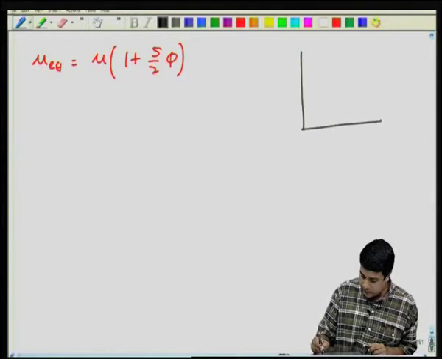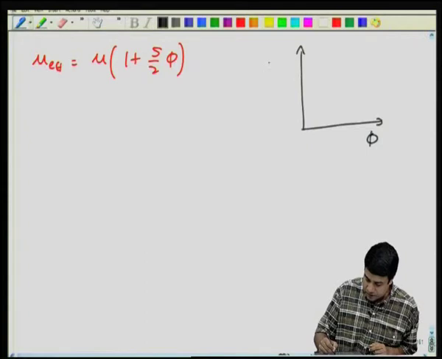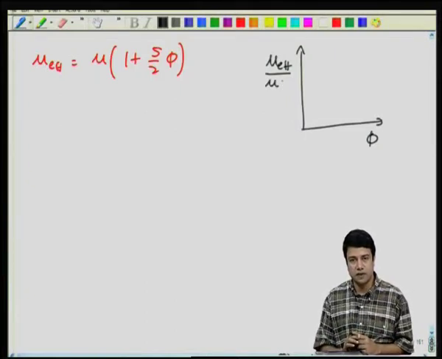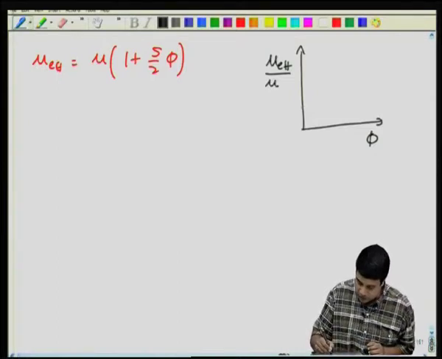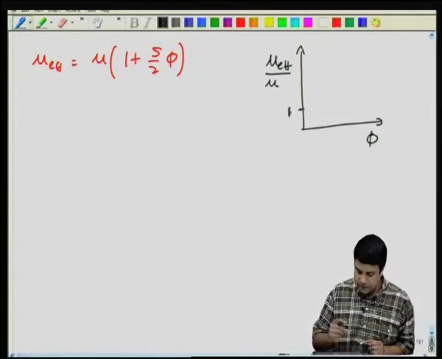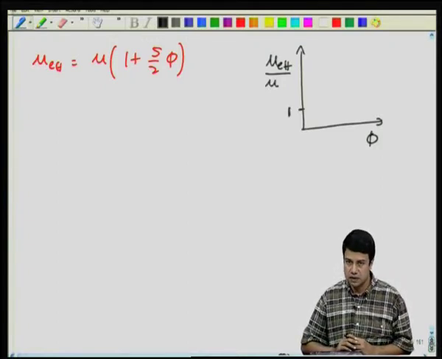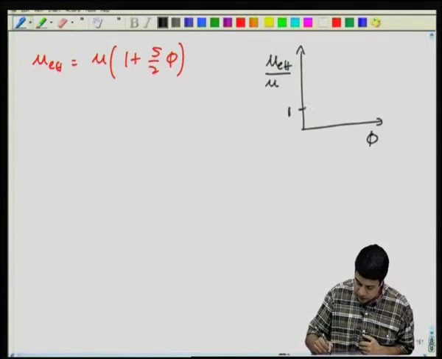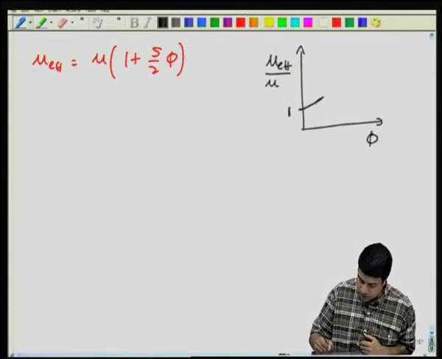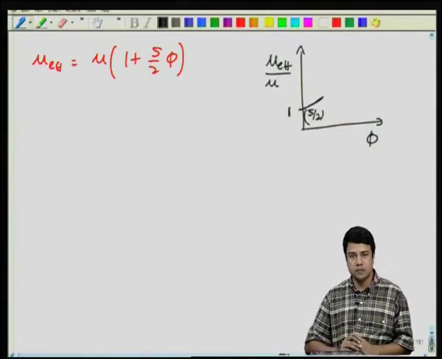So, if I plot the volume fraction versus the effective viscosity, I can just plot it as a ratio of effective viscosity to the fluid viscosity itself. When there are no particles, the volume fraction is 0, the fluid viscosity is equal to the effective viscosity, and the ratio just becomes 1. As I add a small number of particles, I get this linear relationship with a slope given by 1/2 for 1 + φ/2, that is a slope very close to the origin.